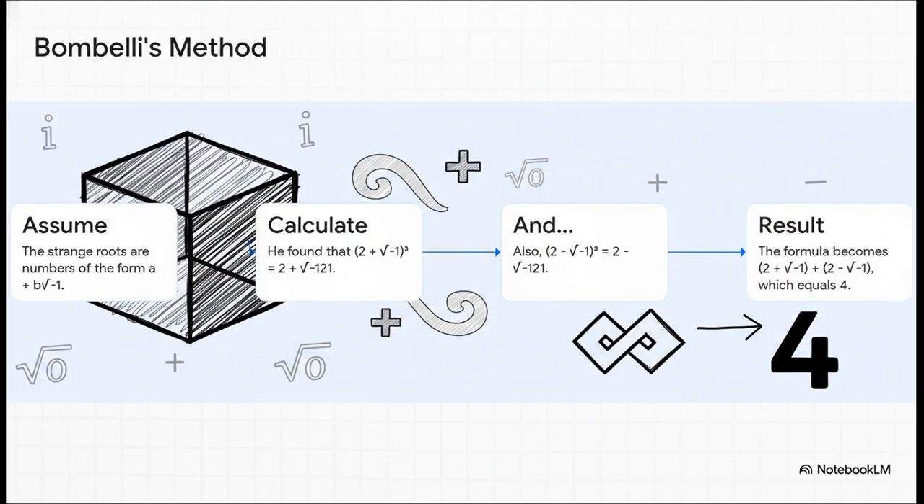He made this brilliant assumption, did the math, and found that the cube root of 2 plus the square root of -121 was actually just 2 plus the square root of -1. And the same thing for the other part. Now look what happens when you add them up. The imaginary parts, the plus square root of -1 and the minus square root of -1, they cancel each other out completely. Poof, gone. And what are you left with? 2 plus 2, which is 4. The formula worked. It was like magic.